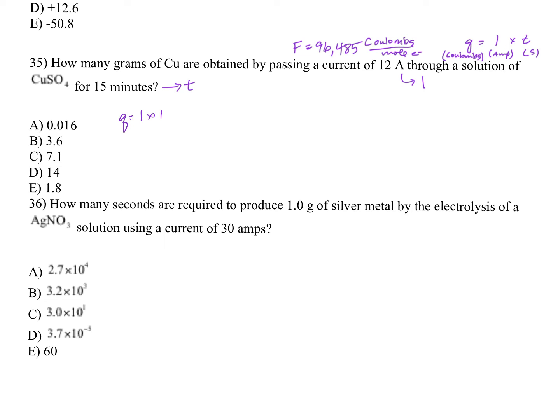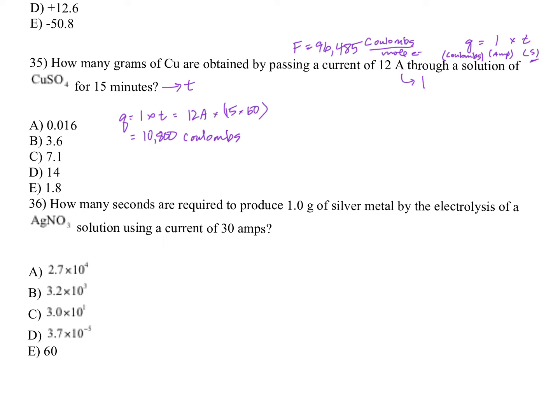Q equals I times T, which is to say that Q equals 12 amps times 15 minutes, but remember it has to be in seconds. So to convert 15 minutes to seconds, I say 15 times 60, because there are 60 seconds in each minute. So 15 times 60 converts my time into seconds.